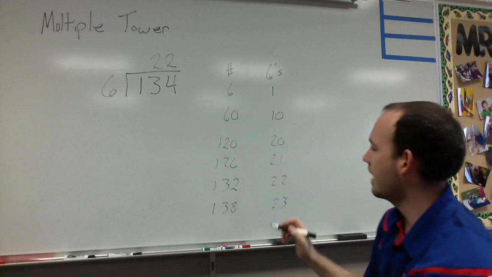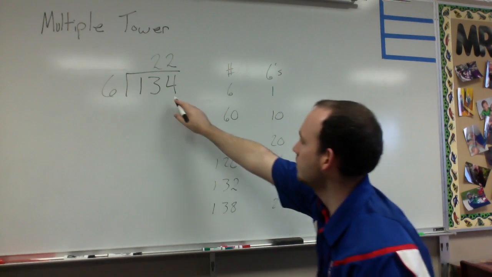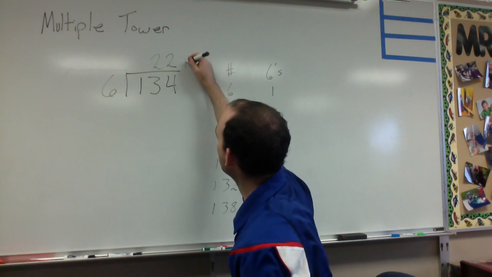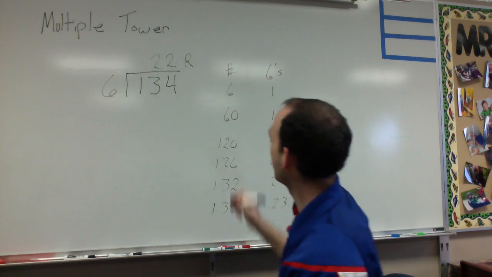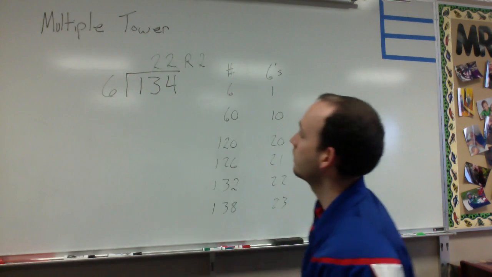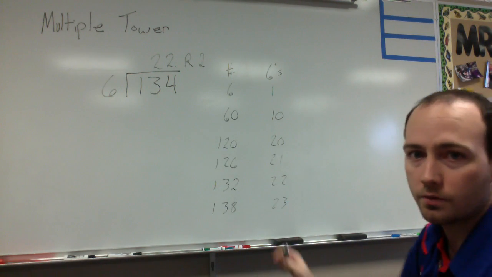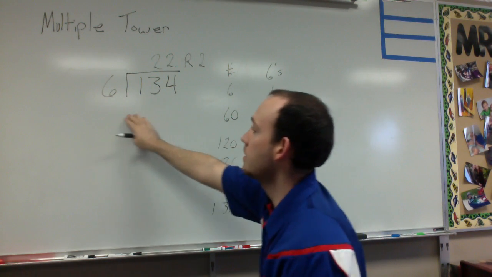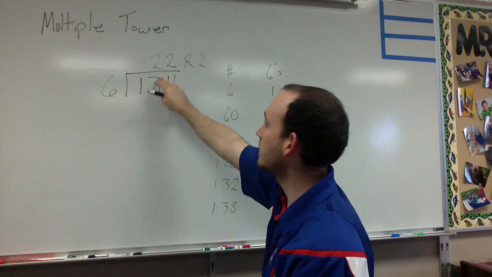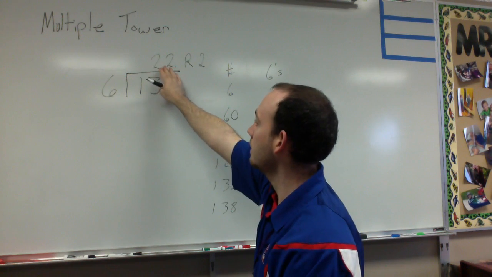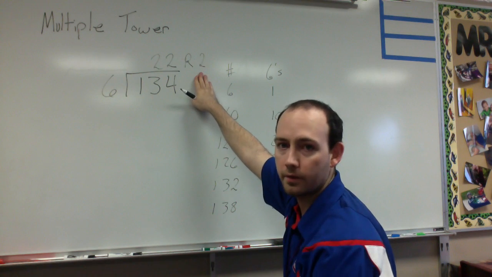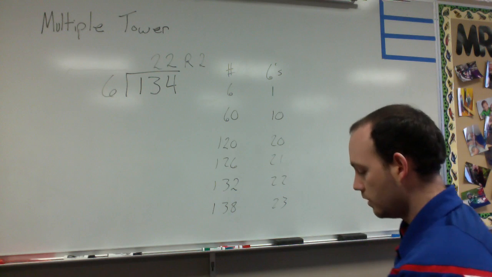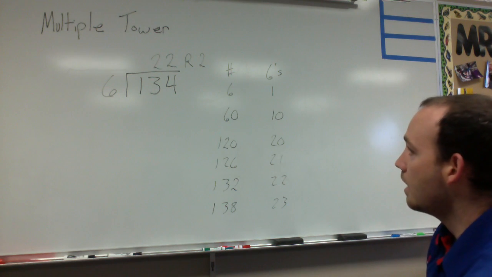Then we look and see how much of a difference there is between 132 and 134. Looks like there's 2 in between those, so that leaves us with a remainder. We write that with a big R. A remainder of 2. So to put that in context, if this was a real life problem, we have 134 of something to share between 6 people. Everyone's going to get 22 of those things, and there will be 2 left over. That's not fair to give anybody, because then somebody would have more than somebody else. So 22, remainder 2. So that is a multiple tower.